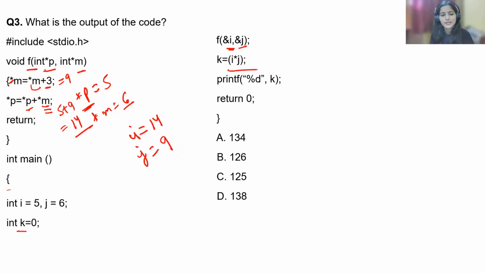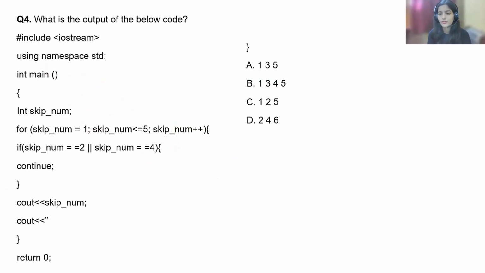Now here you can see they are simply doing k equal to i into j. So i is 14, j is 9. 14 into 9, what will be the answer? 126. So 126 will be the correct answer for this question. You can see the questions are based on simple, the most basic concepts. If you are clear about these concepts, you'll definitely be able to solve the question, right? So use the concepts that you have learned, and you're going to make the solution possible.